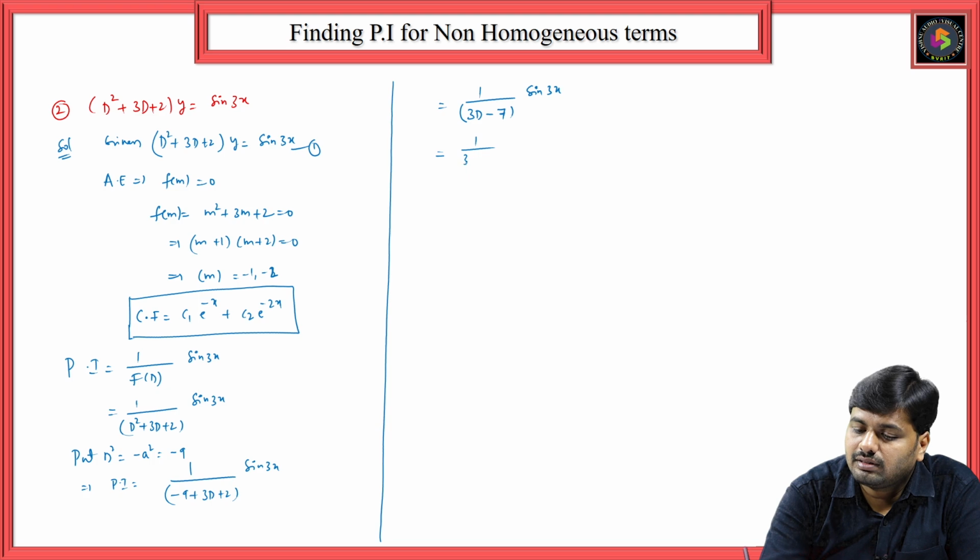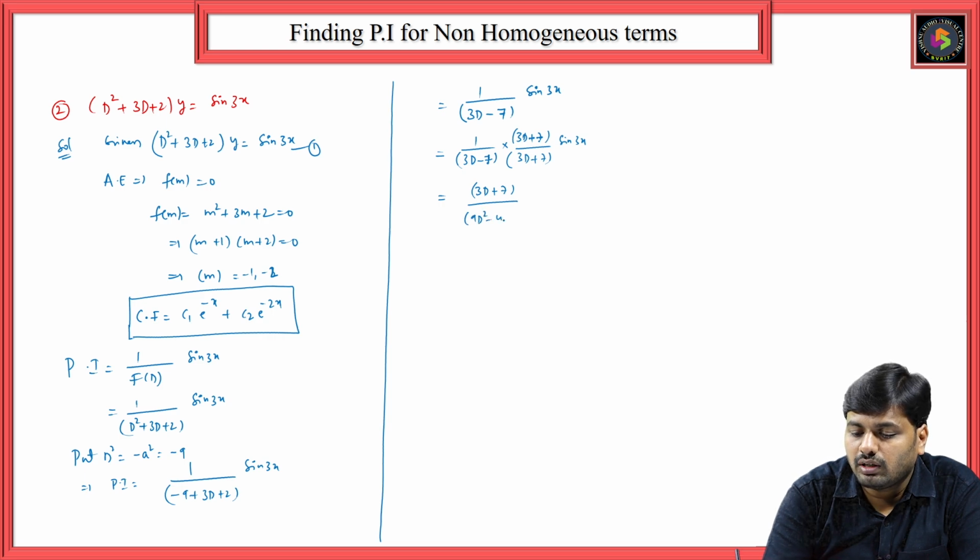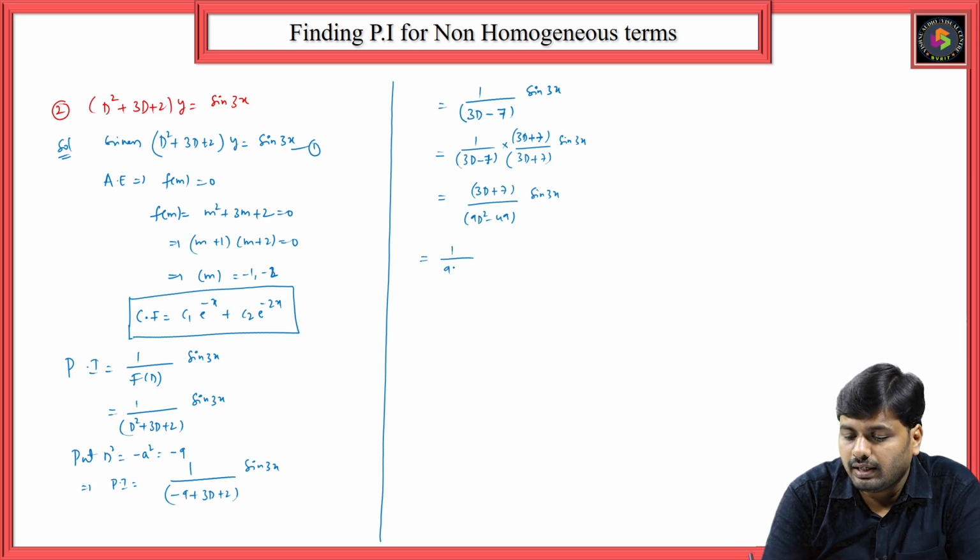Now we'll rationalize this 3D minus 7 into 3D plus 7 into sin 3x. This will become 3D plus 7 of, this is 9D square minus 49 into sin 3x. So first we'll finish this term. We'll write this 1 by 9D square minus 49 into 3D of sin 3x.